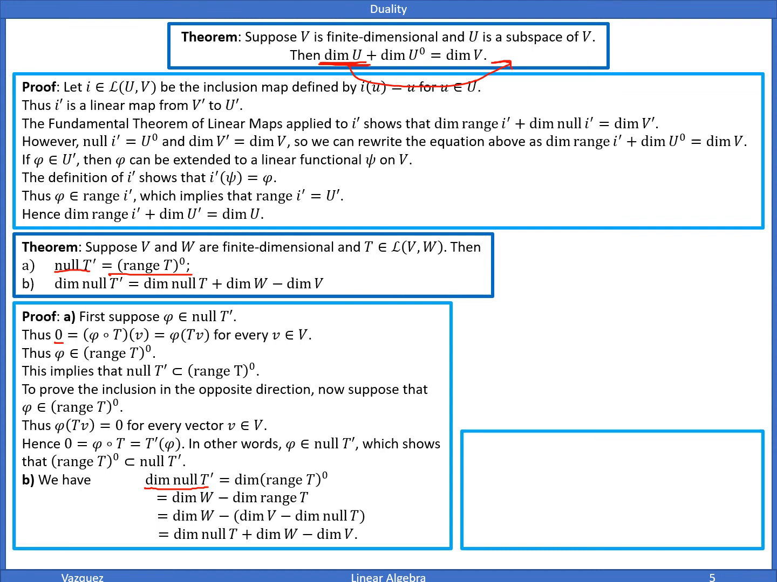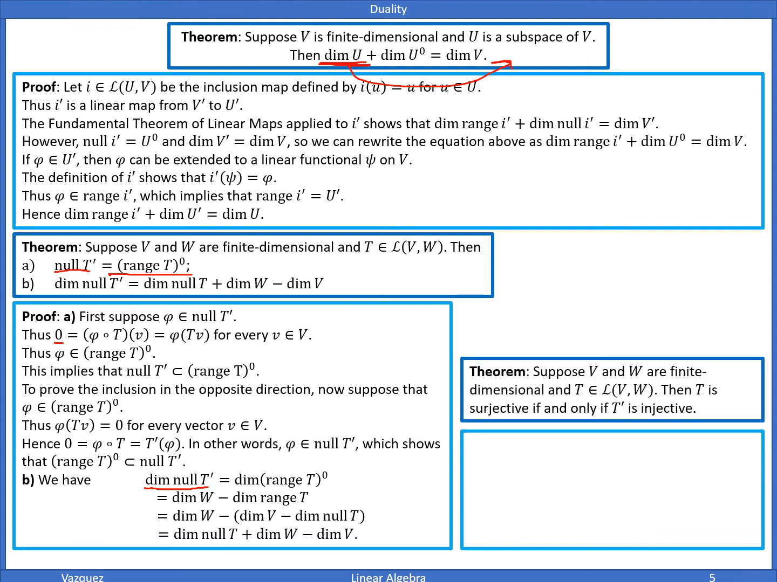So again, maybe it helps to take the time to draw pictures with this. Just make sure you understand what's going on. It shouldn't be too complicated if you're comfortable with the definitions, otherwise keep reviewing that. So the last theorem: suppose V and W are finite dimensional, and T is a linear map from V to W, then T is surjective if and only if the dual map is injective.